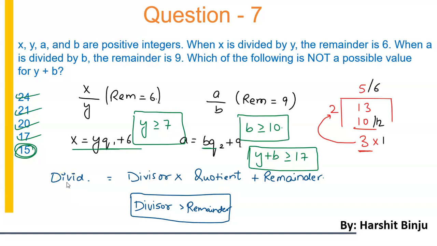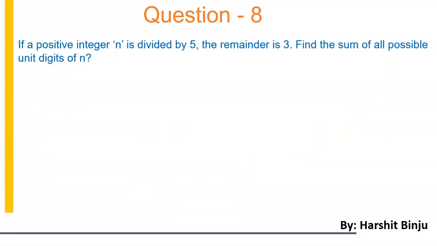This is the kind of question which they can ask you in the GMAT also. Typically it's very easy, but again it's conceptual. That's the whole point, right? Your concepts need to be crystal clear. Alright, let's move on. If a positive integer n is divided by 5, the remainder is 3, find the sum of all possible unit digits of n. So pause the video and please try this question.